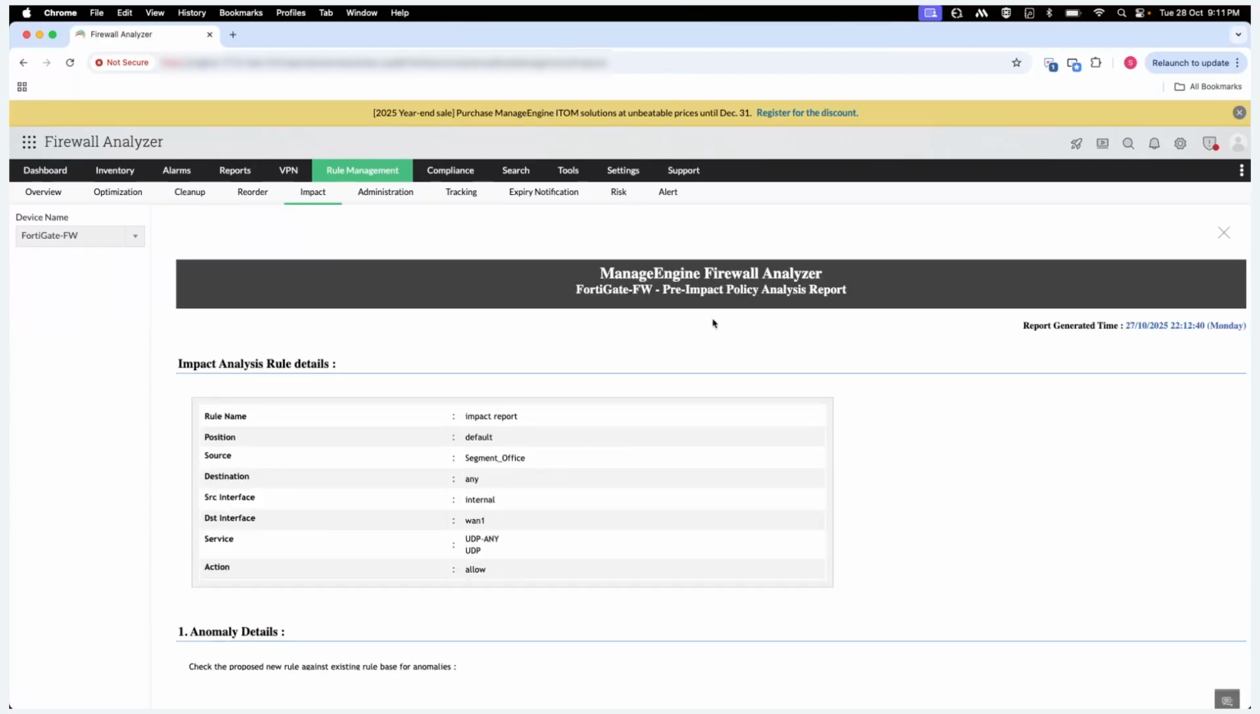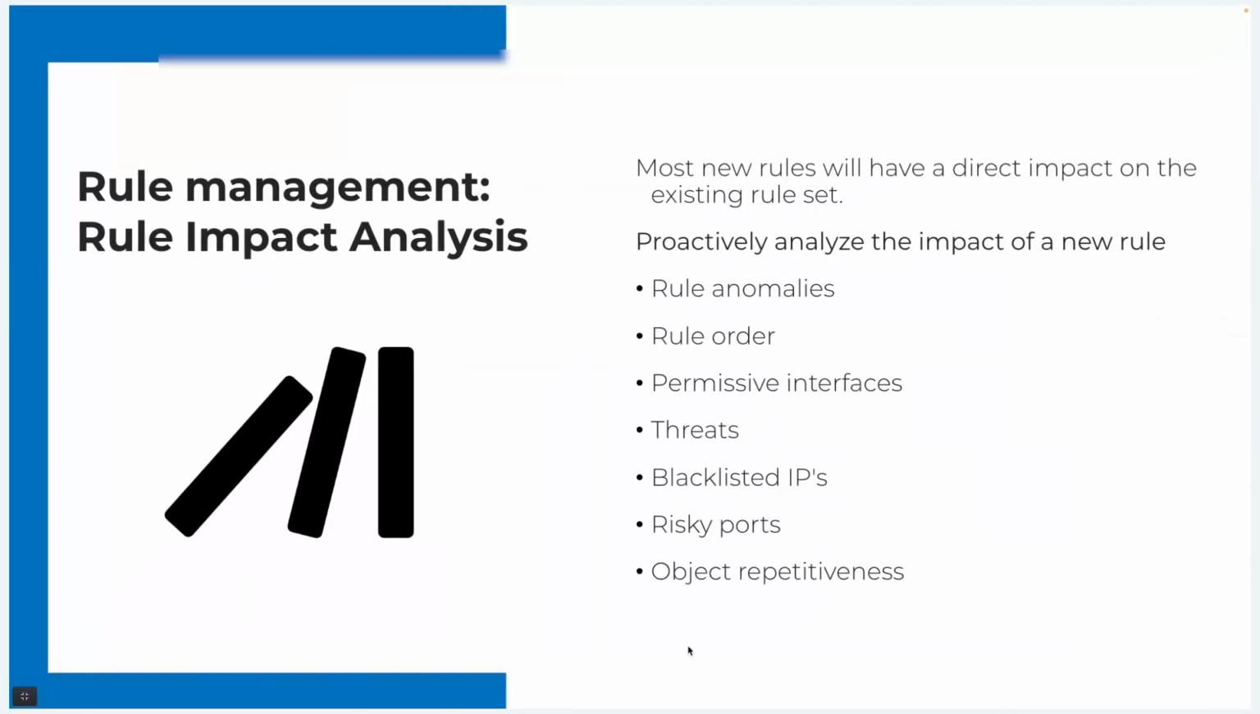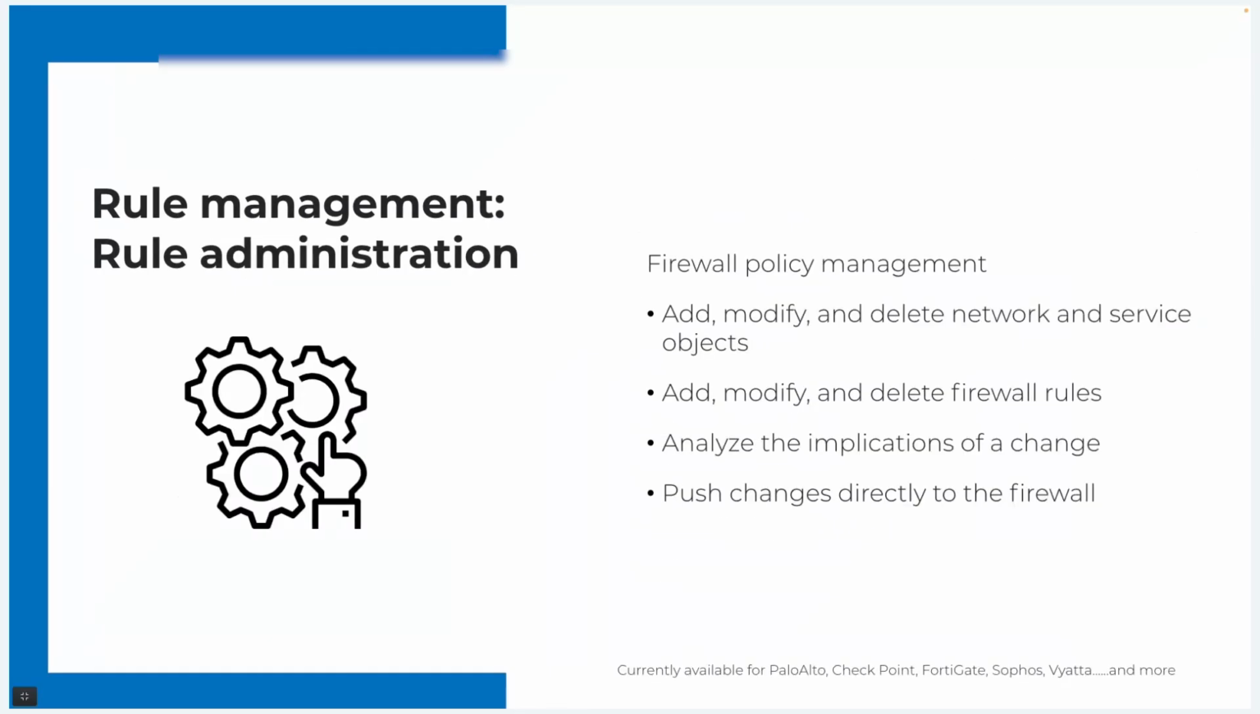rule impact analysis. And moving on to the next rule management feature, we have the rule administration. This is one feature that has revolutionized Firewall Analyzer from being a mere monitoring tool to a management level tool. Using this feature, we have the capability to add, modify, and delete network service objects or firewall rules on your firewall device itself. Previously, we only used to give you the report for this, but now we allow you to perform an admin level function of making changes by yourself.